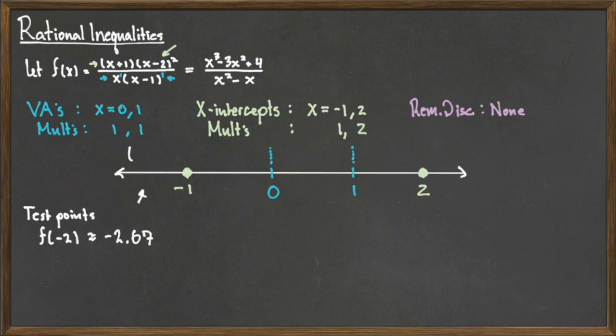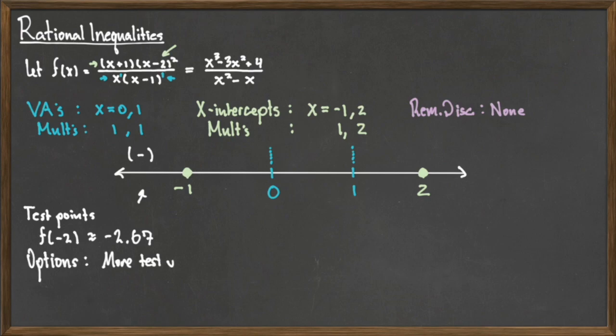Alright, so like before, we're going to go ahead and pick some test points. I'm going to pick one point to the left of -1 so that I can start my sign chart. And I'm going to pick -2. When I plug -2 into f of x, I get -2.67. So I'm going to put a negative sign on the interval from -infinity to -1.